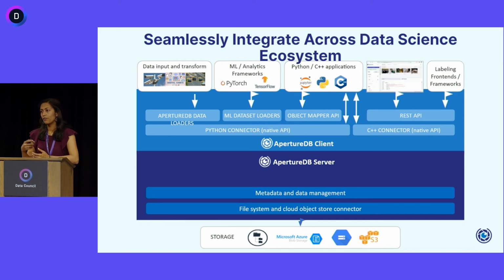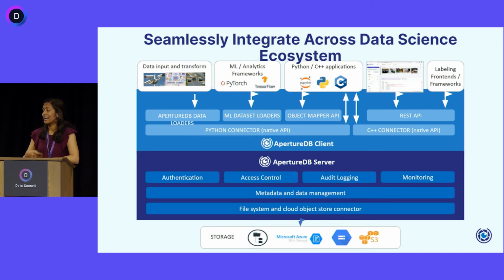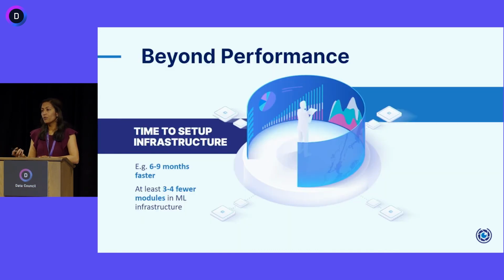So for example, we have very fast concurrent loaders to ingest data very fast into ApertureDB. We also provide dataset loaders to feed the data into machine learning frameworks like PyTorch. We also provide REST API so that we can easily integrate with labeling frameworks or front ends that people might have. And we have our own web UI to enable easier access.